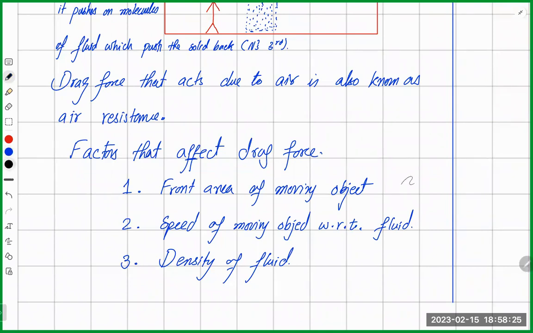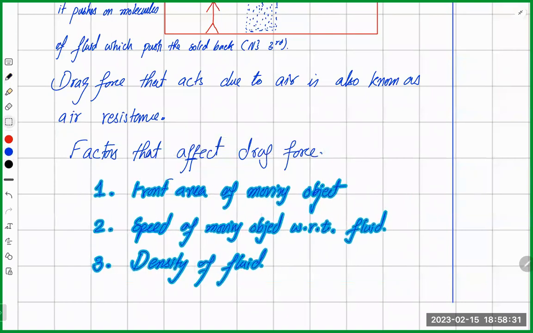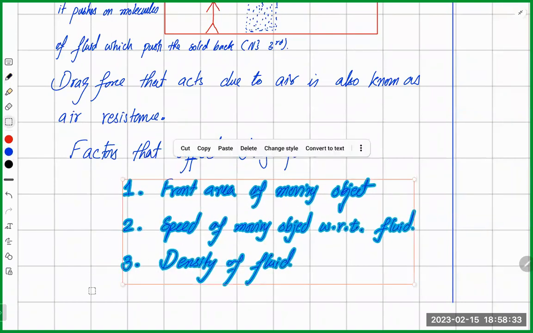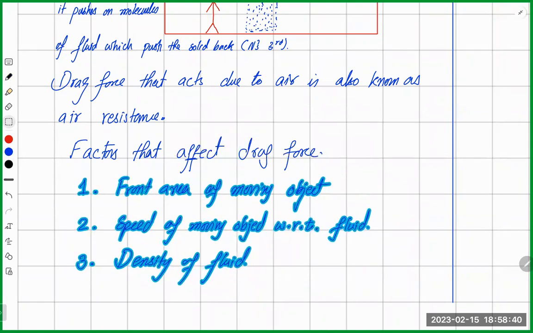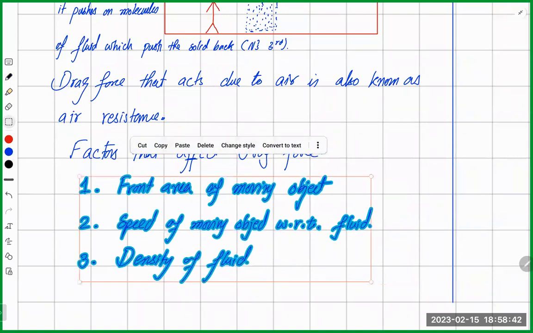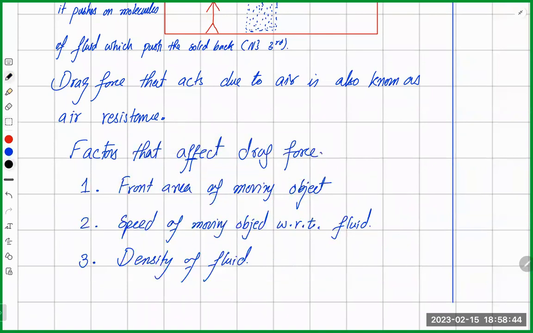Drag force is directly proportional to front area. It is not the area of the whole object. It is just the area of the front of an object that matters. So drag force is directly proportional to area. Drag force is directly proportional to square of speed, and drag force is directly proportional to density.